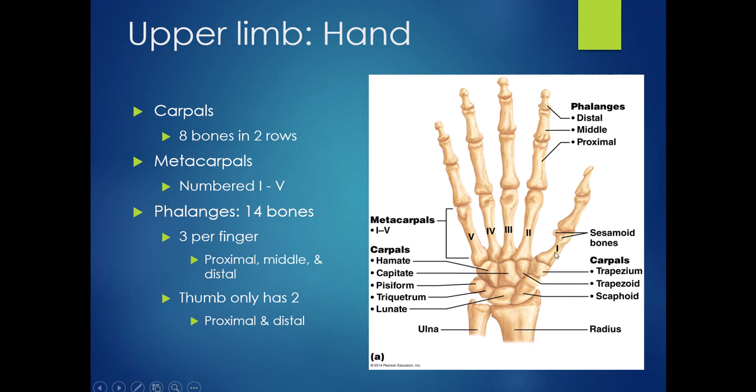The metacarpals are labeled 1 through 5 with Roman numerals, with Roman numeral 1 being the metacarpal that goes out to the thumb. There are 14 phalanges, 3 per finger, a proximal phalanx, middle phalanx, and distal phalanx, except here in the thumb where we only have 2 phalanges, a proximal phalanx and a distal phalanx. And that is the upper limb.